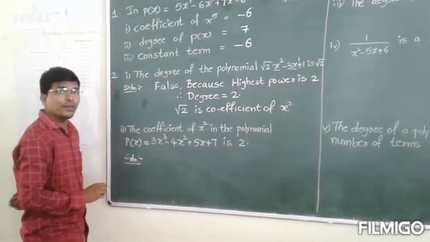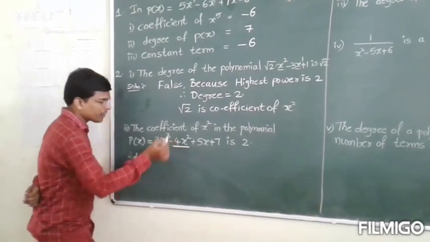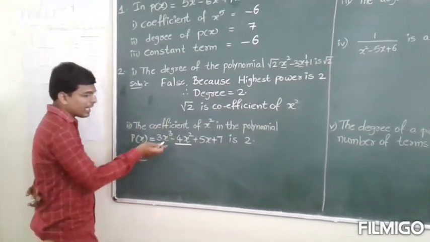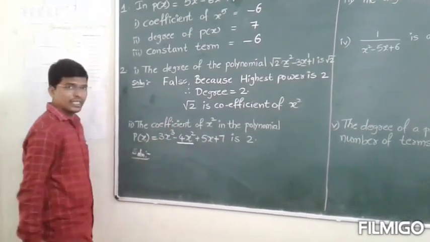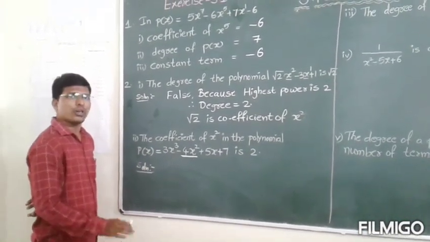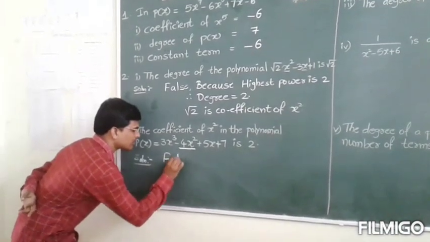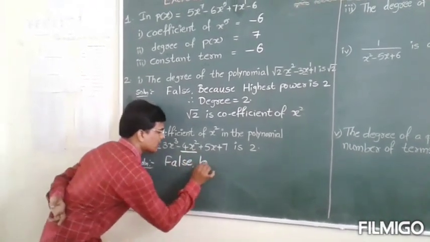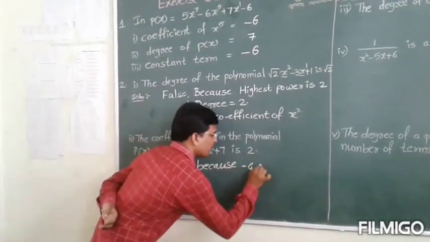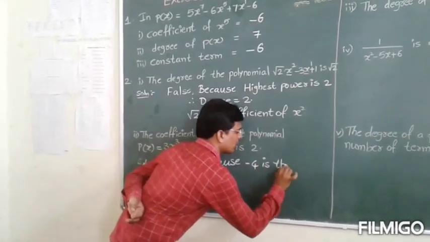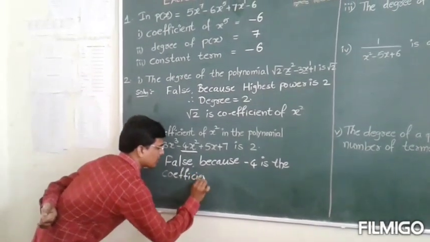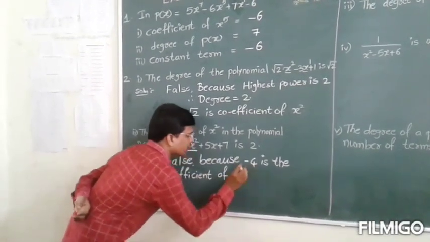So in the given question, where do we have x square term? So here. For x square term, which term is multiplying here? Minus 4. So we can say minus 4 is the coefficient of x square. But what he has given? 2 he has given. Is it correct statement then? No, wrong. So we can write it as false because minus 4 is the coefficient of x square, but not 2.